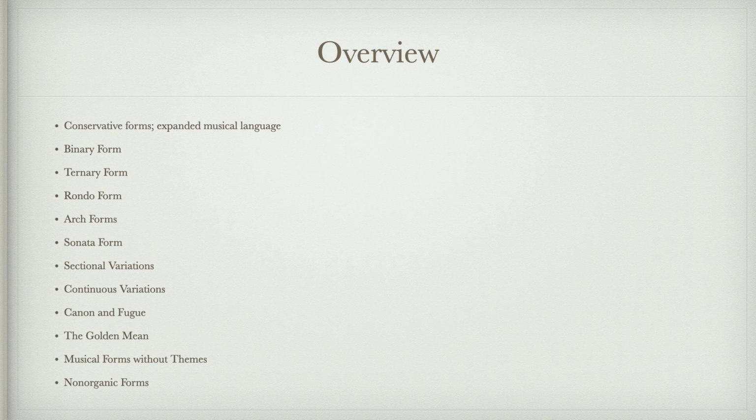And then we're going to be talking about the golden mean and the Fibonacci sequence. That's something that Bartók used quite often. At least it appears that he used it, since he didn't really talk too much about whether or not he was using a particular form. We can only analyze his music, and we can see that there's evidence of the golden mean in many of his compositions. Then we're going to get into musical forms without themes, and then we'll talk finally about non-organic forms. And that would be Stockhausen and other composers. A lot of electronic music uses non-organic forms as well.